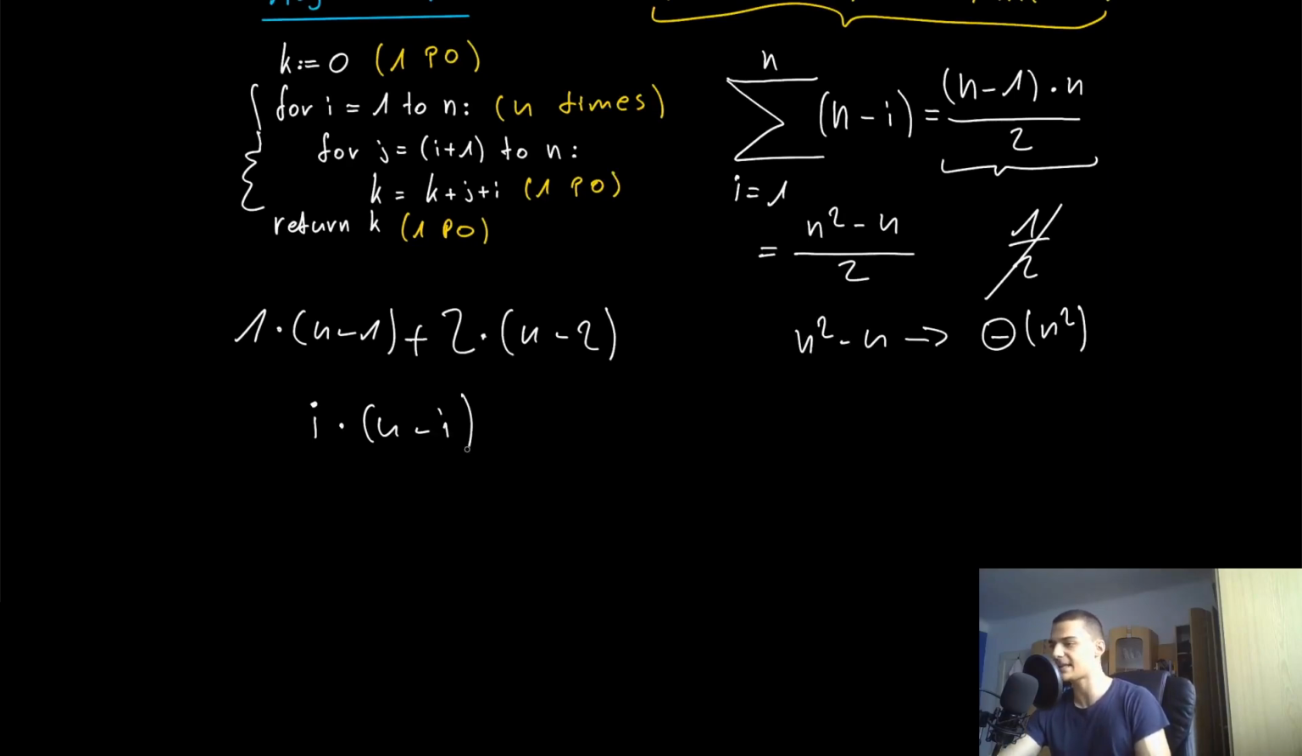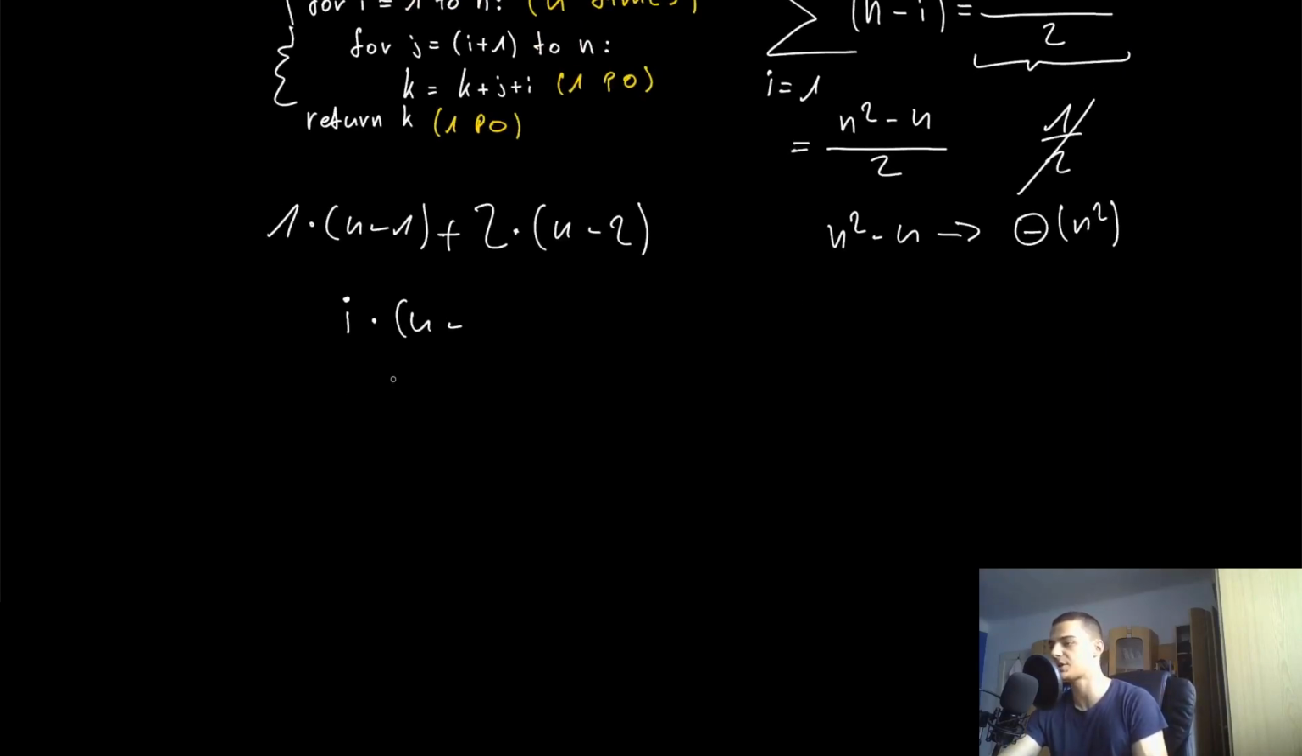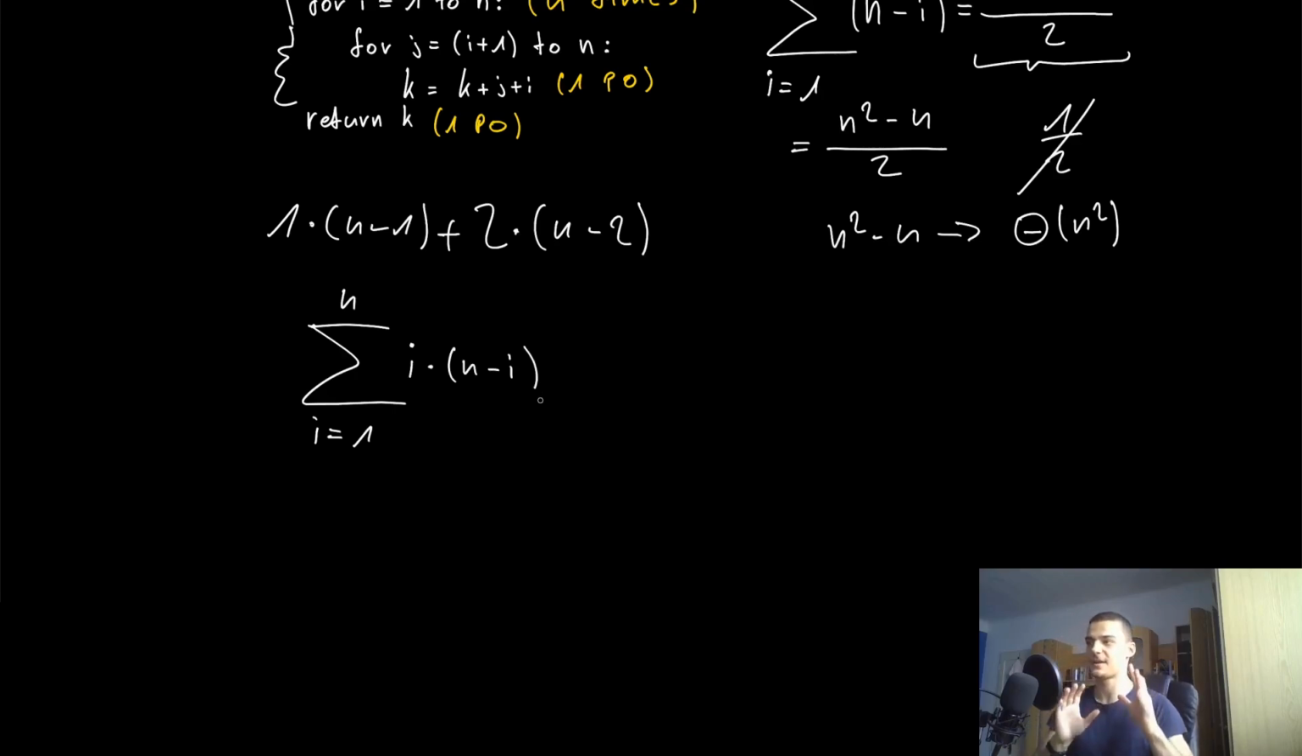And this is exactly what we're going to write down in sigma notation. So we can say sigma of i equals 1 up until n of i times n minus i. This is the part of the sum that we add to k when we just look at the i.